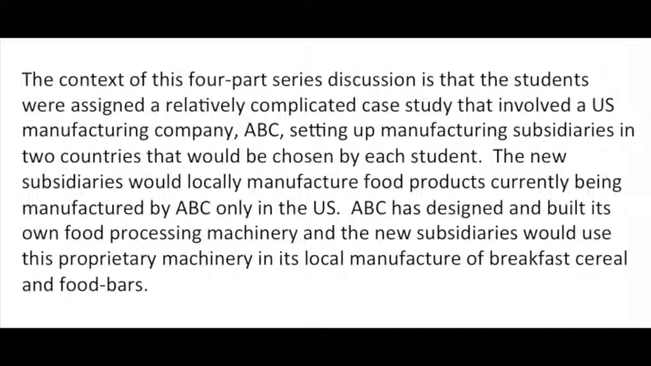The context of this 4-part series discussion is that the students were assigned a relatively complicated case study that involved a U.S. manufacturing company, ABC, setting up manufacturing subsidiaries in 2 countries that would be chosen by each student. The new subsidiaries would locally manufacture food products currently being manufactured by ABC only in the U.S. ABC has designed and built its own food processing machinery, and the new subsidiaries would use this proprietary machinery in its local manufacture of breakfast cereals and food bars.